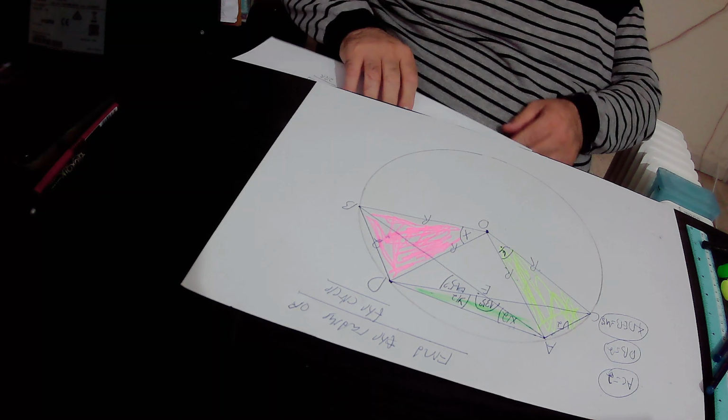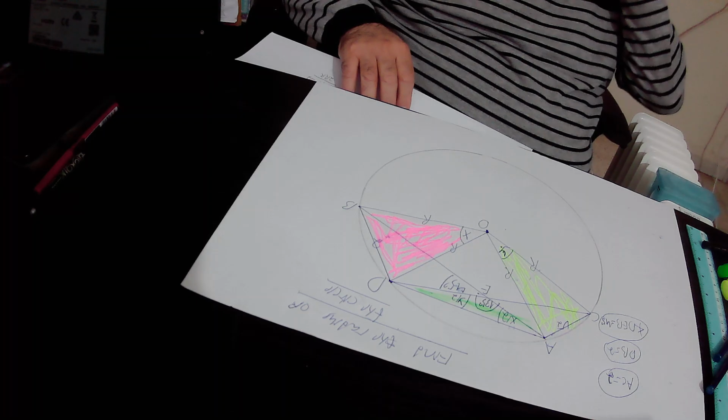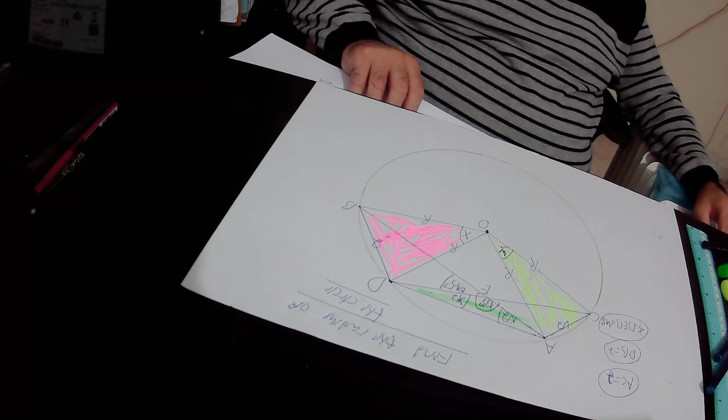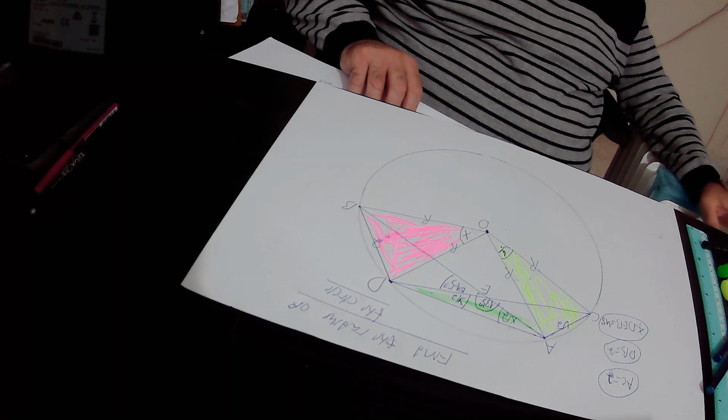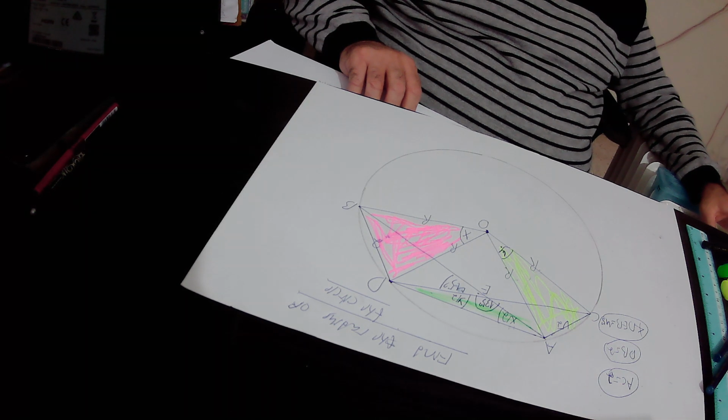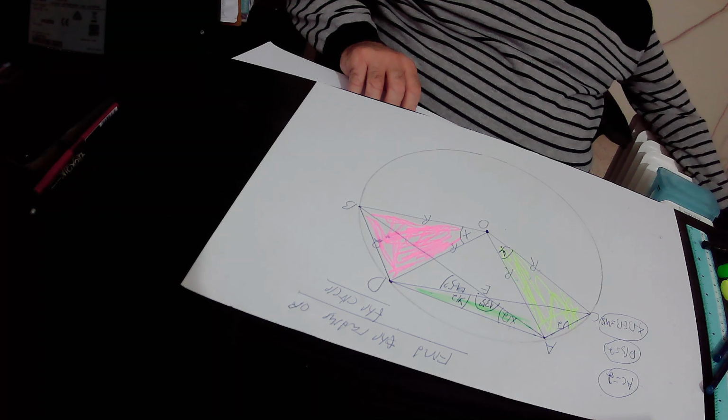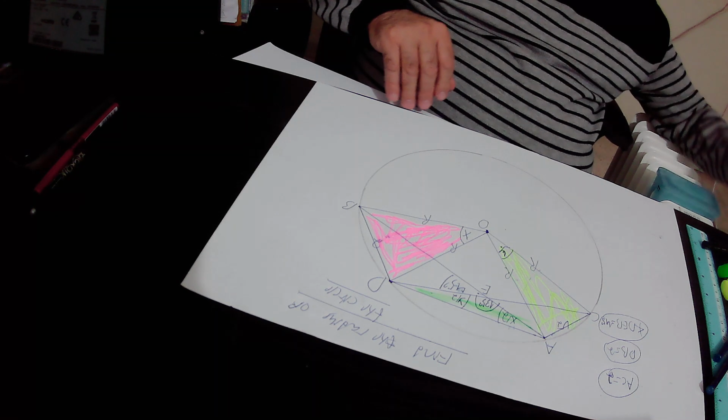So actually, in order to find the radius of this circle, we use two rules. The first rule is that the central angle is twice as big as the peripheral angle that rests on the same chord.